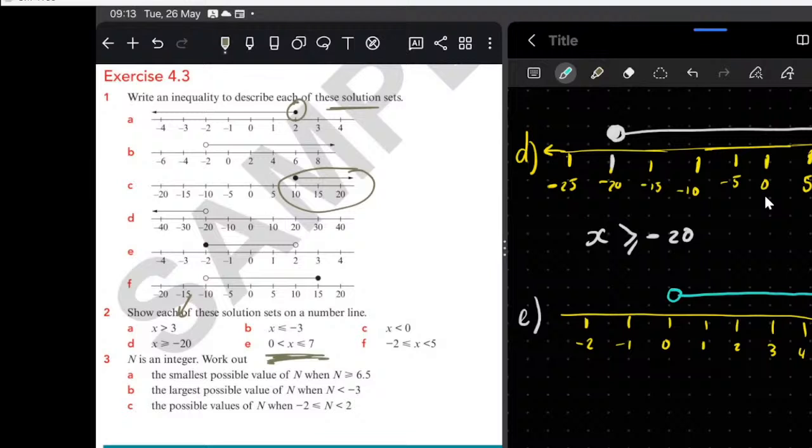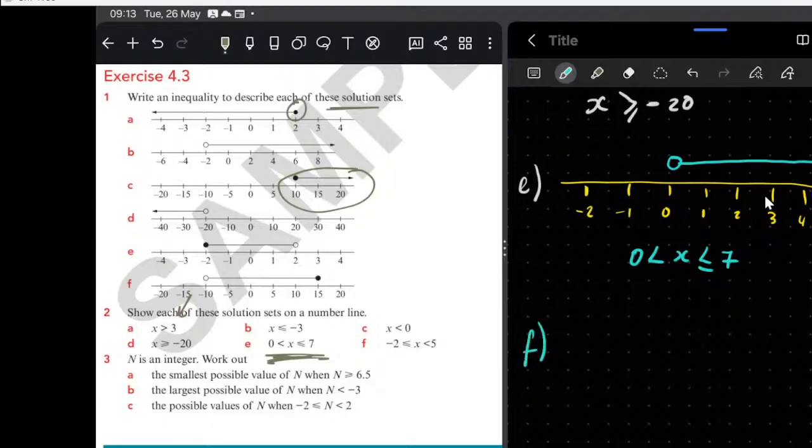Do we have any circle which is going to be shaded there? Do we have anything which has an or equal to? The one at 7. So we now go to 7 and we shade. So we can now just say 0 less than x less than or equal to 7.